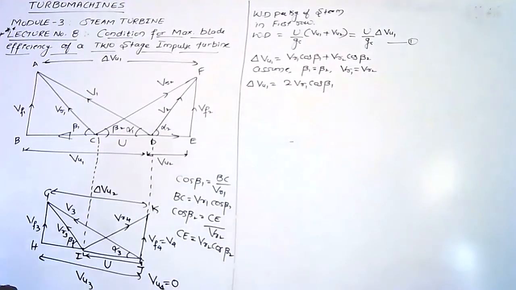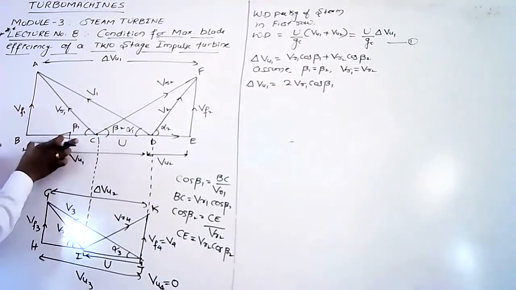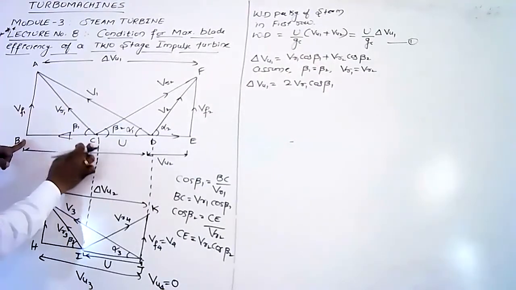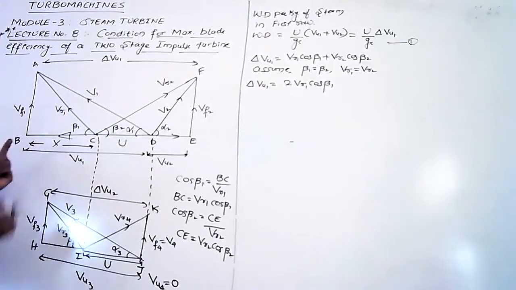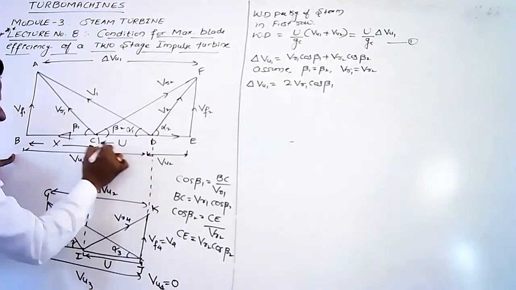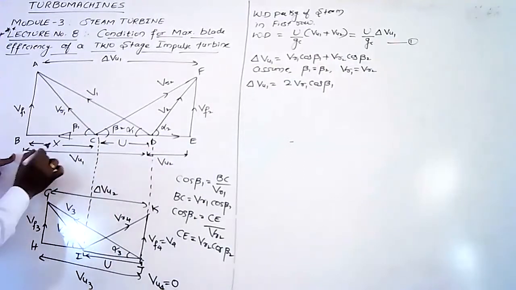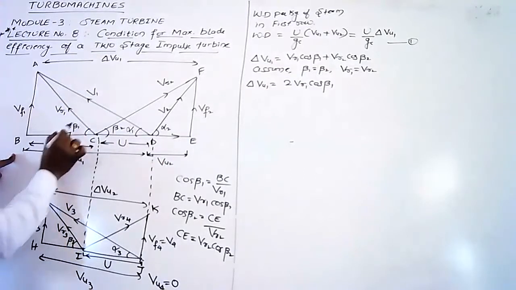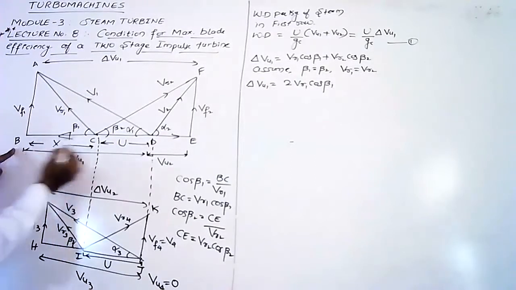Okay, now listen here carefully. How can I write VR1 cos beta 1? VR1 cos beta 1 is BC. Let me take it as X. Now how can I write X, that is BC, as the total length BD minus U? I repeat once again, I want BC or X. What is X here? VR1 cos beta 1 is the base BC. So this can also be written as the total length BD minus U.